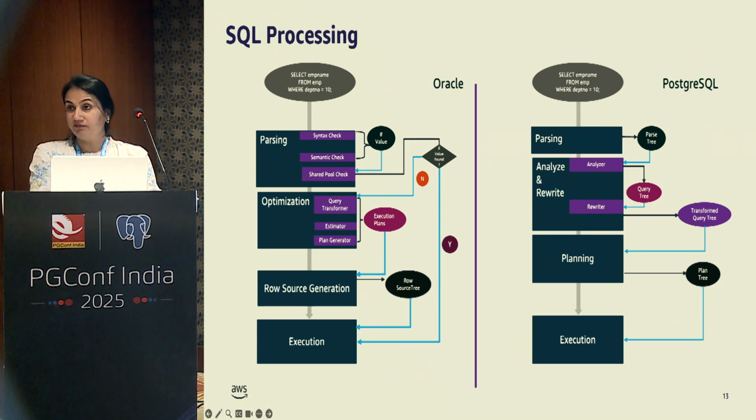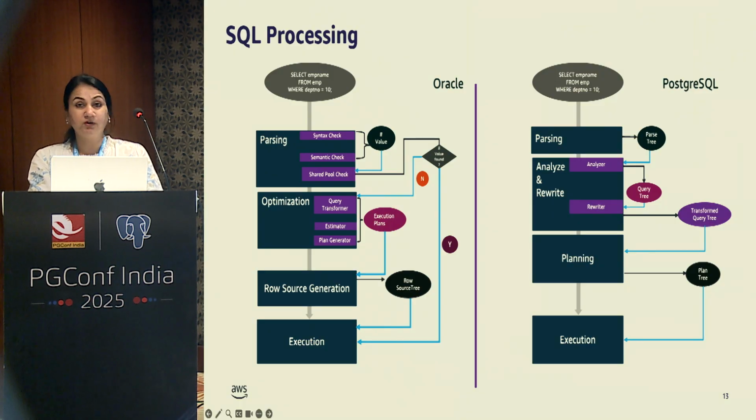Now, in case it doesn't find the hash value of the query in the memory, it has to go to the optimizer phase. In the optimizer phase, you have the query transformer. You can relate it to what happens in PostgreSQL, where the query is rewritten if you are using views or subqueries, and then multiple execution plans are created. A very common analogy is how the GPS system works, where multiple paths are created for going from a source to a destination.